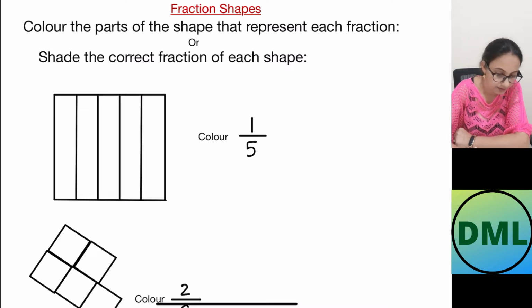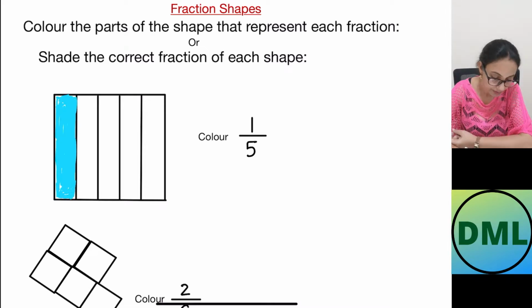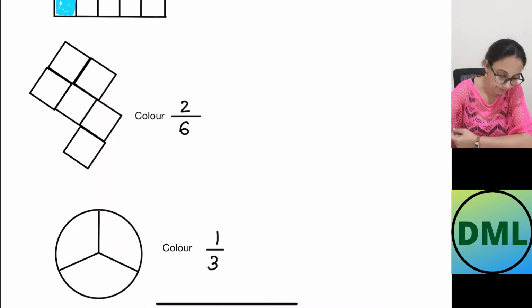Let's color it. Which color? Blue color, right? So let's take the blue color and color it. Right? So let's color this shape. So this is my blue color. So out of 5 parts, I have shaded one part. Now let's see one more example here.